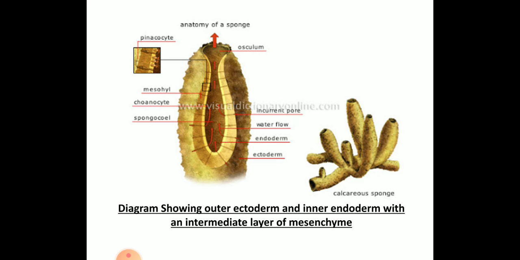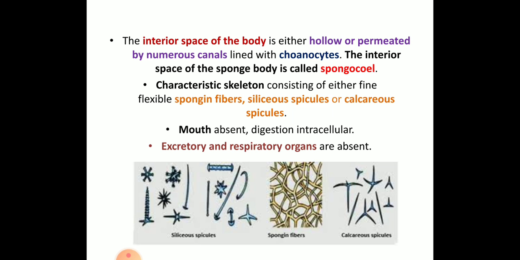But these pores are lined by numerous canals called choanocytes or collar cells. The interior space of the sponges is called the spongocoel. Very important terminology: spongocoel is the interior space of the sponges where water enters inside and exits out.